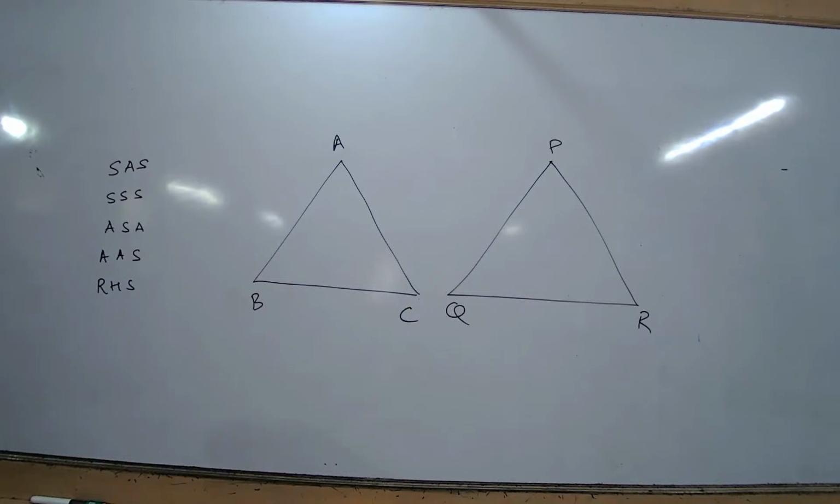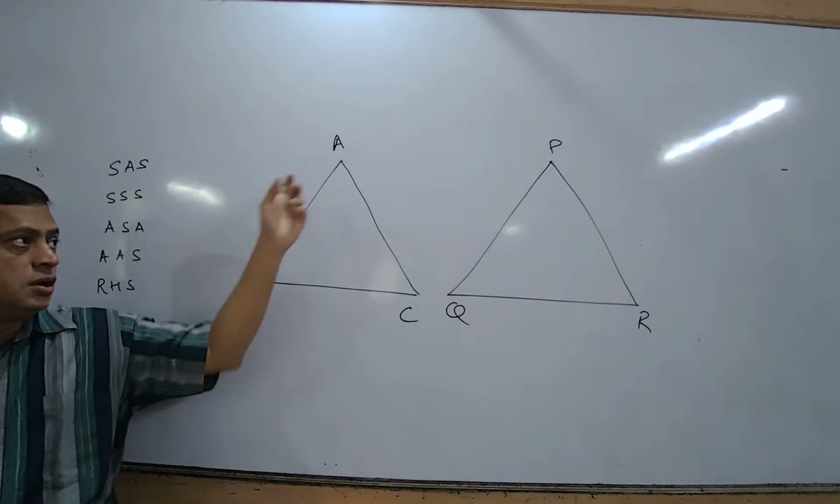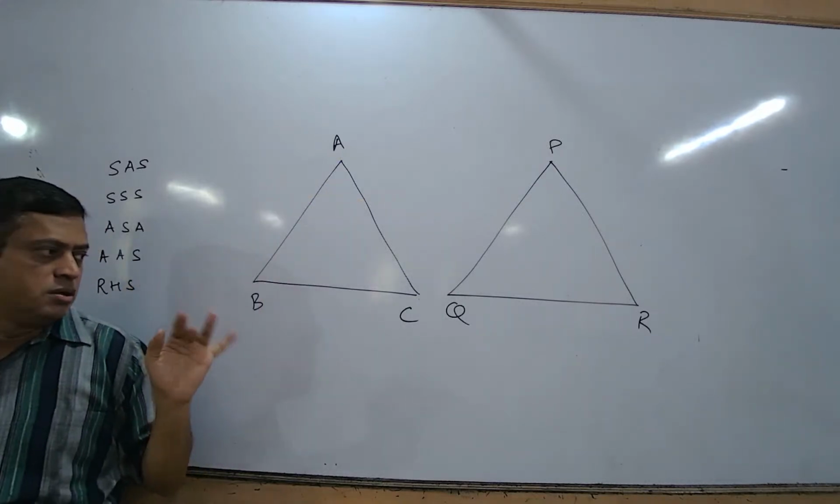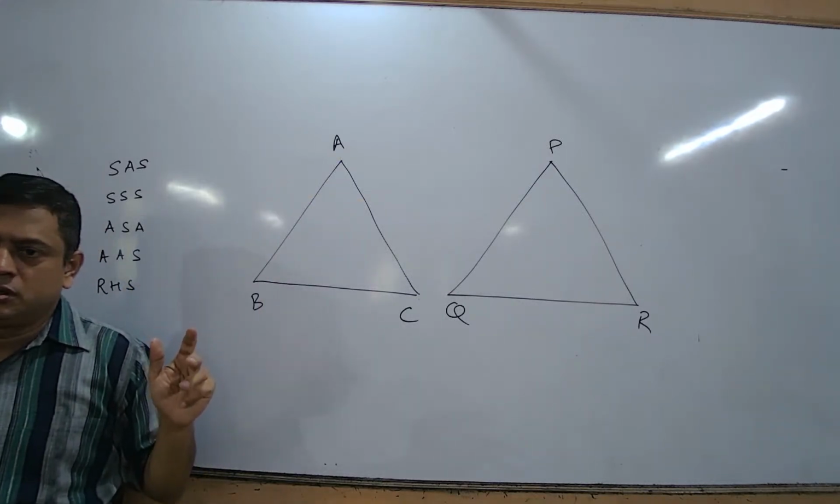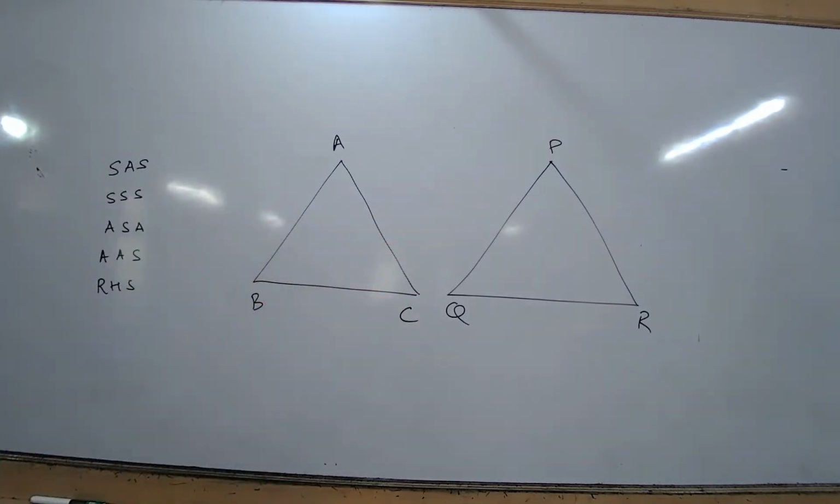What is ASA? Two angles and the included side. Angle B is equal to angle Q, angle C is equal to angle R, BC is equal to QR. Another one. Angle A is equal to angle P, angle B is equal to angle Q, and AB is equal to PQ. Then you will get these two triangles are congruent.